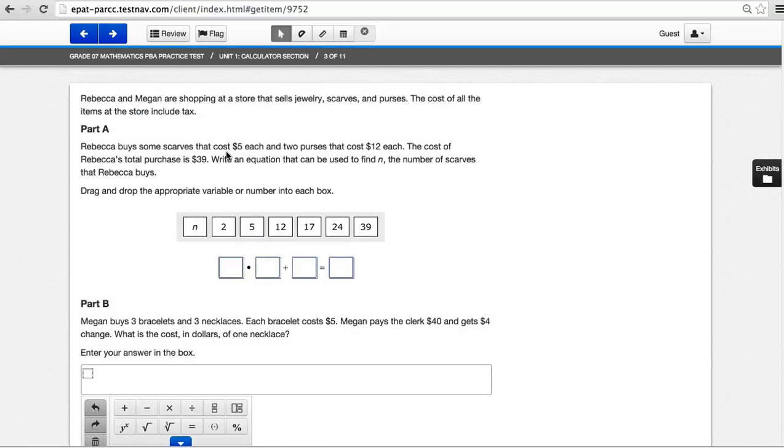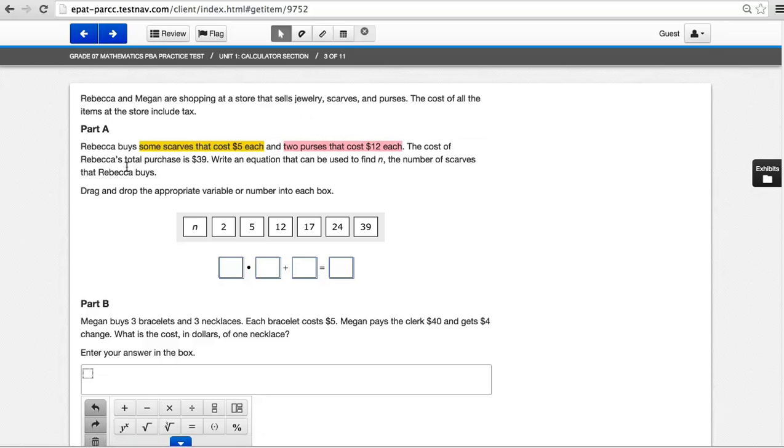For this section, it's kind of important if you use the highlighter tool. It says she bought some scarves for $5 each, so I'm going to highlight that in yellow. And then for the other section, 2 purses that cost $12 each, let's highlight it in pink. These are really important. Let's get started.